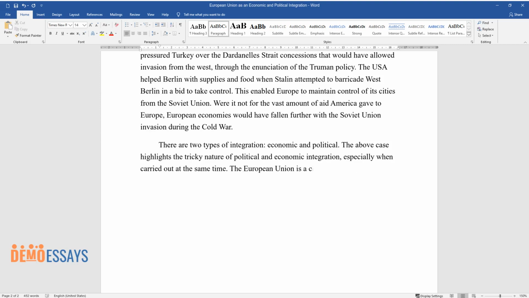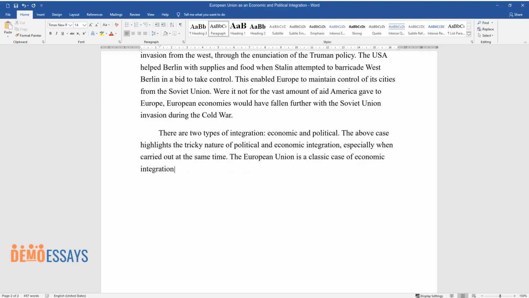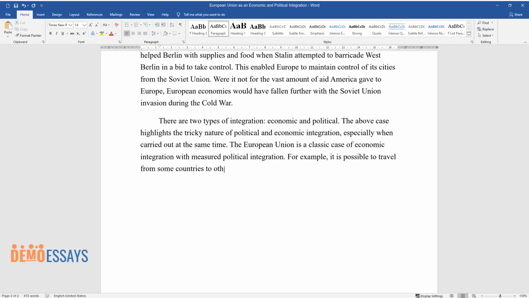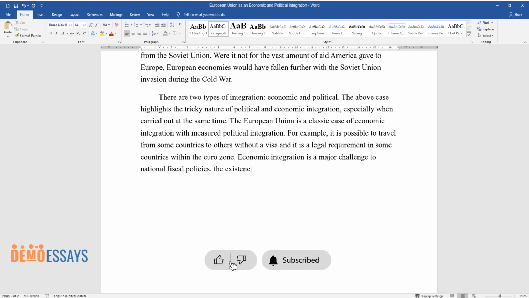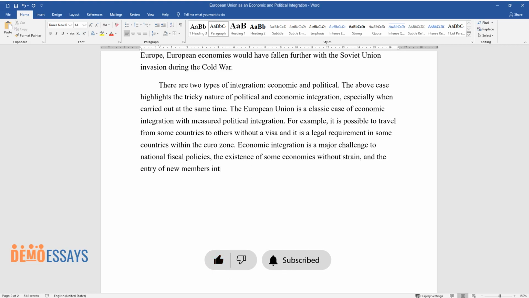The European Union is a classic case of economic integration with measured political integration. For example, it is possible to travel from some countries to others without a visa, and it is a legal requirement in some countries within the Eurozone. Economic integration is a major challenge to national fiscal policies, the existence of some economies without strain, and the entry of new members into the Eurozone.